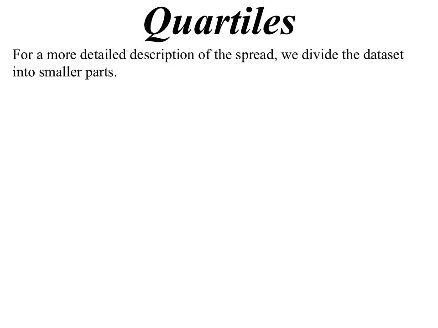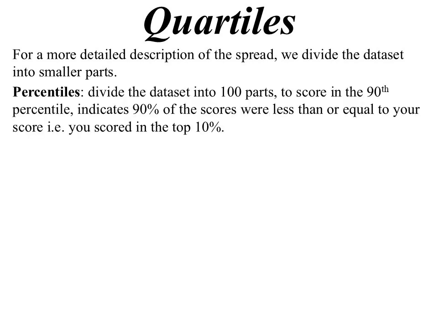We're interested in looking at the spread of data. So quartiles allow us to break it up into smaller chunks. Percentiles, well, that's when we divide it into 100 parts. So, in other words, how we usually mark a test, what percent did we get.